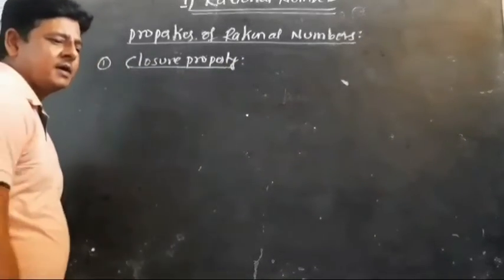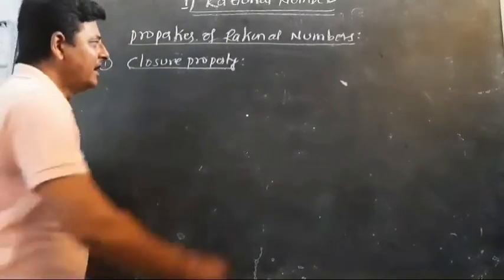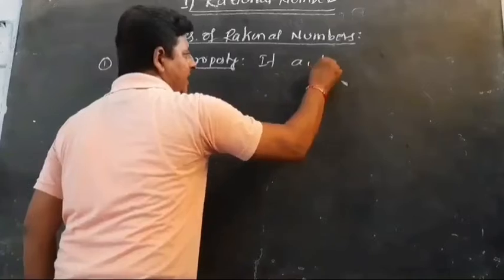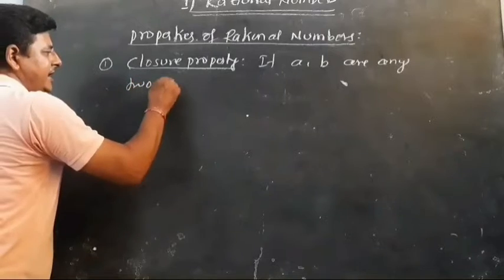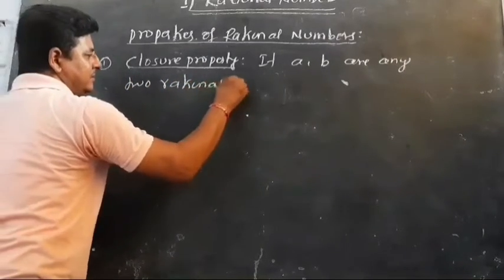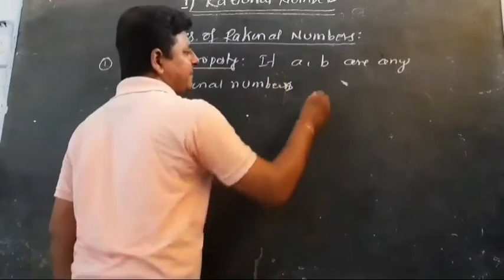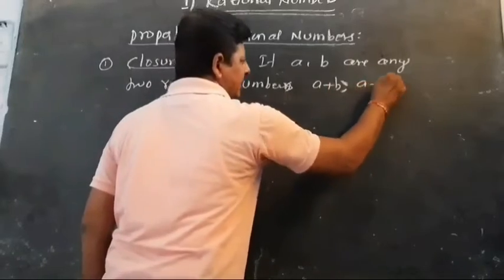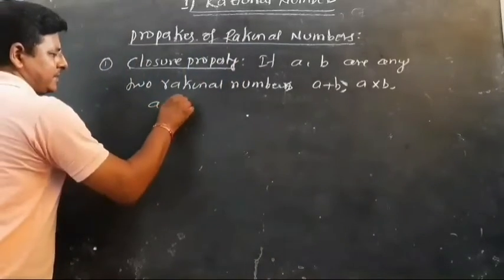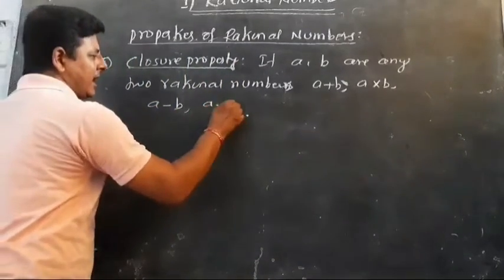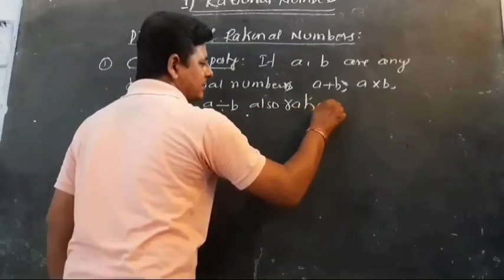Closure property. In the 6th class and in the 7th class there is closure property. If a, b are any two rational numbers, a plus b, a minus b, a into b, and a divided by b are also rational.